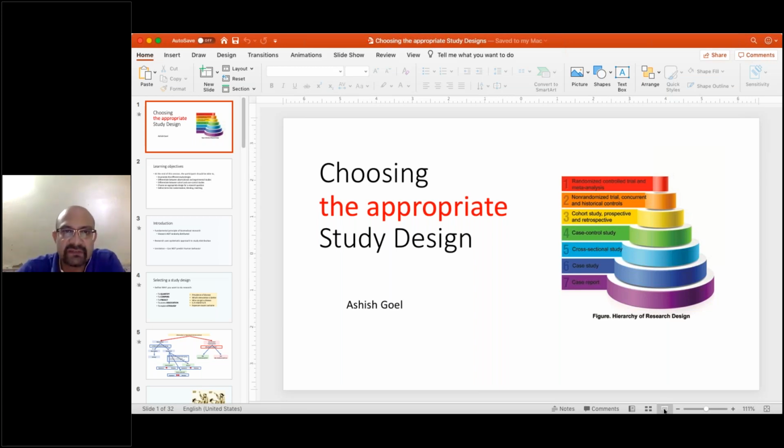So at the end of this session, you would be able to enumerate the different study designs. You would be able to differentiate between observational and experimental studies. You would be able to differentiate between cohort and case control studies. And you would be able to choose an appropriate design for a research question. And you would be able to define terms like randomization, blinding, and matching in a little more detail.